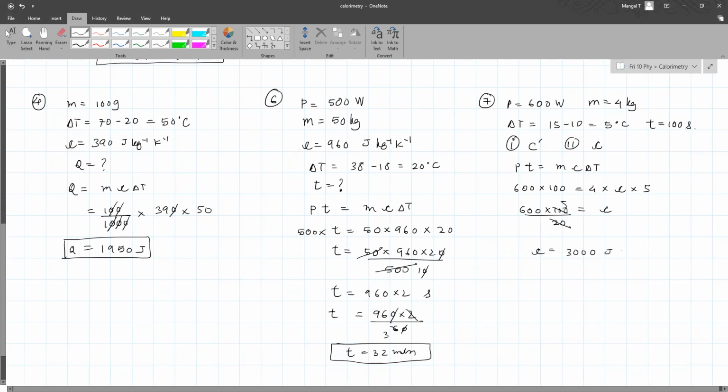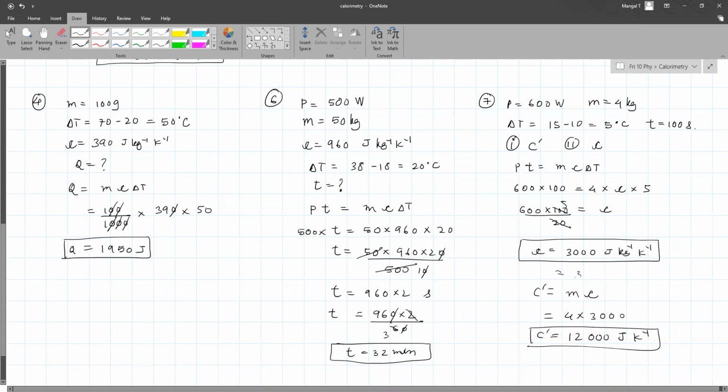So 300 joule per kg per Kelvin. So that will be the specific heat capacity, and the heat capacity will be M into C. So that will be 4 into 3000. That will be 12,000 joule per Kelvin. Okay, you can write this as 3 into 10 to the power 3. And here this is 1.2 into 10 to the power 4. You can mention that.